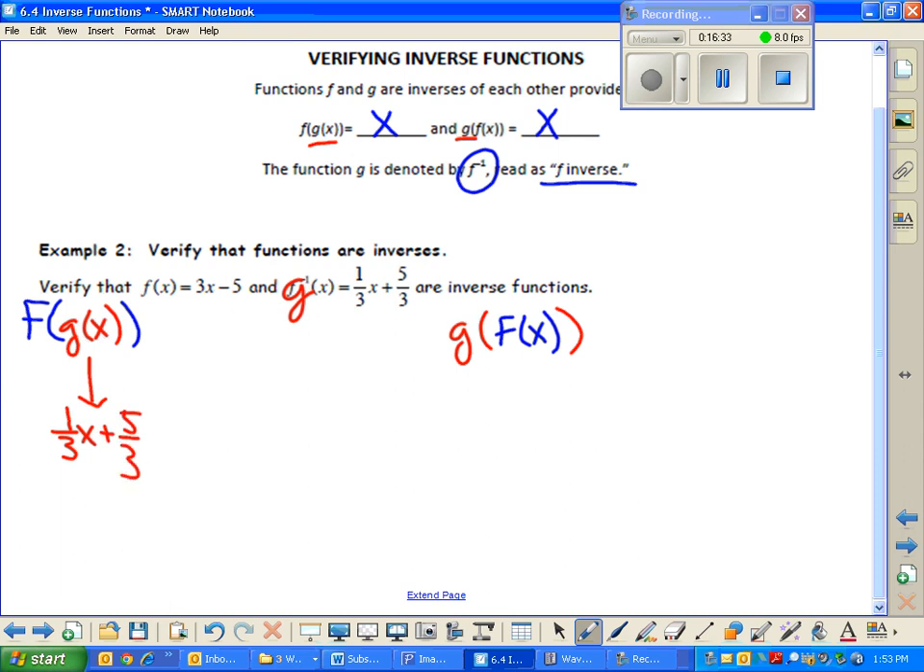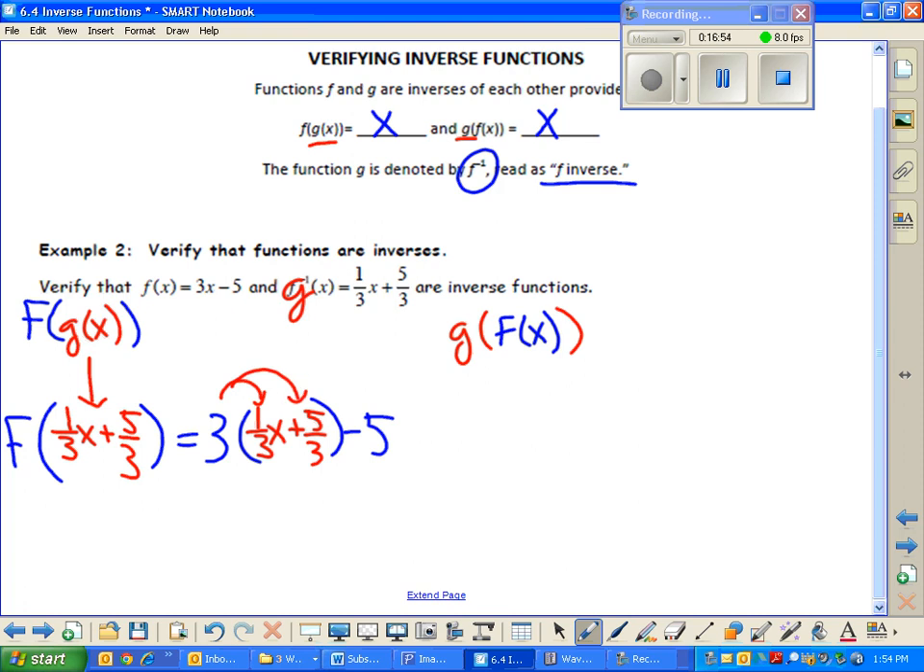And then I need to substitute that into function f wherever I see an x. So it was 3x minus 5, so it's 3 blank minus 5. And then where that x was, I need to substitute in 1/3 x plus 5/3. And then I distribute the 3 in. 1/3 of 3 is 1. 5/3 of 3 is 5. My 5's undo each other, and I get x. So that left one works out.